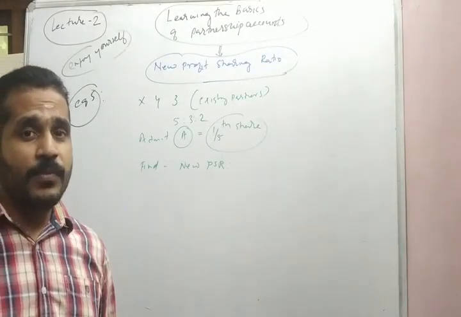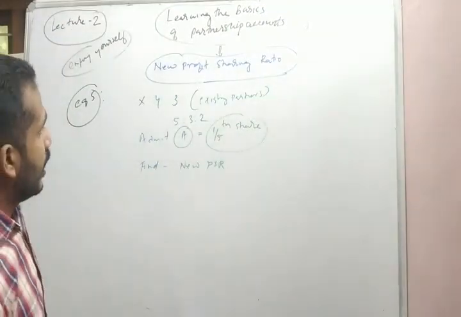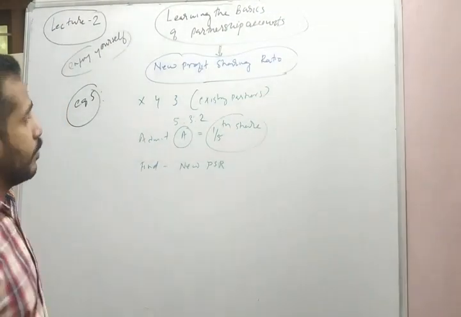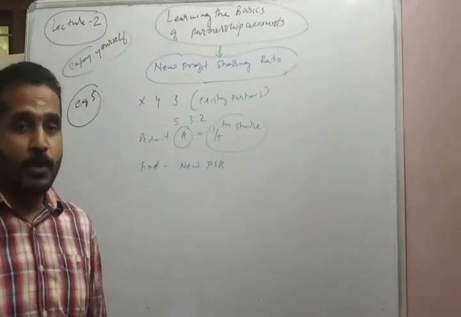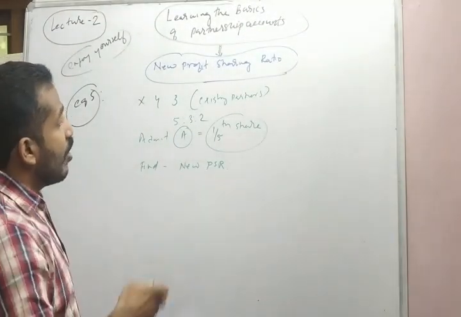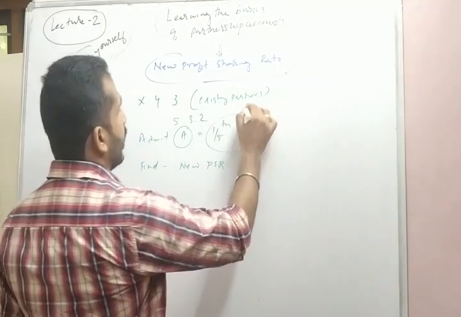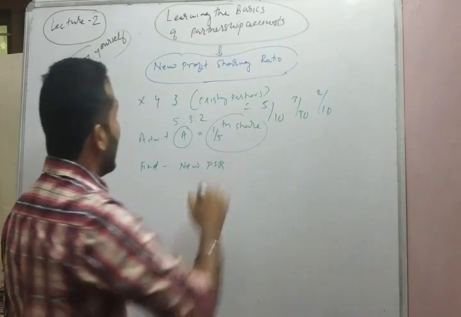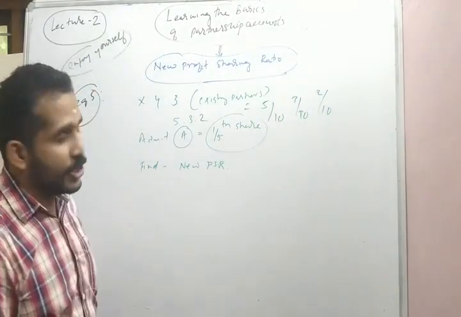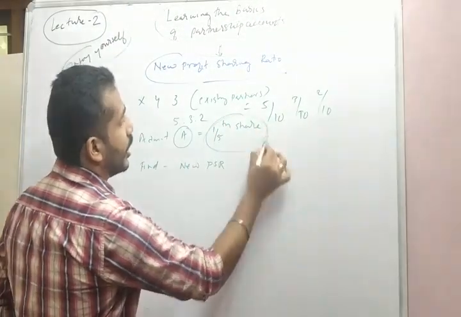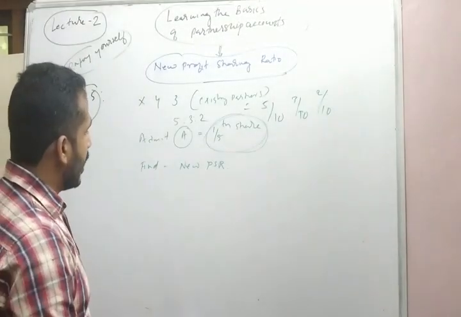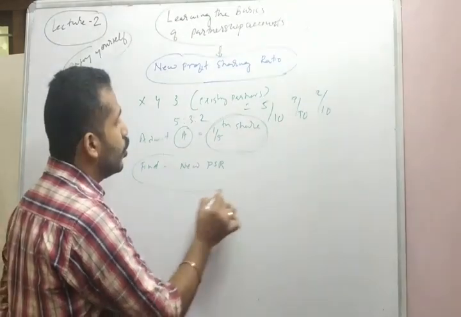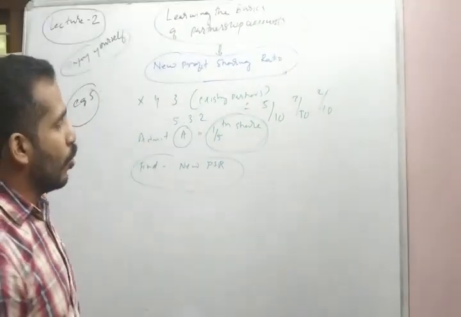In the fifth illustration, we will deal with a new concept. First of all, let me explain the question. There are three existing partners X, Y, Z, sharing profits and losses in the ratio of 5:3:2. That is 5 by 10, 3 by 10, and 2 by 10. And they admitted A into the partnership, giving 1/5 share. And the question is asking to compute the new profit sharing ratio.